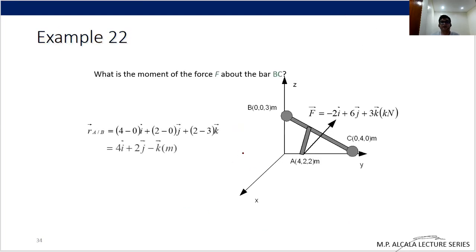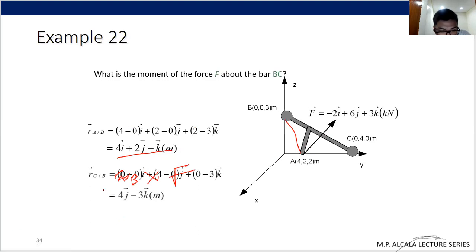Example 22. What is the moment of force F about the bar BC? Get the position vector AB, basic. So for the force F about BC, get first the moment of F about B. We have already obtained RAB, so simply take RAB cross F, basic.